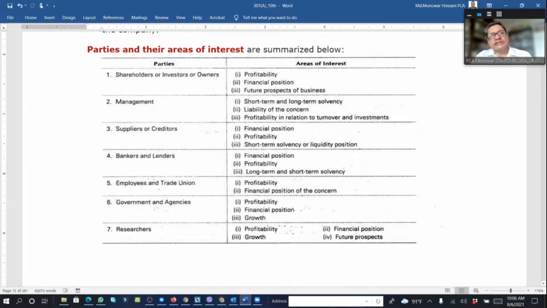That's why bank lenders are using that, and also employees and trade unions. They see profitability and financial position. Government agencies' interest is profitability, financial position, and growth. And researchers see the profitability, growth, financial position, and future prospects. So that's why financial statements are used by different stakeholders.